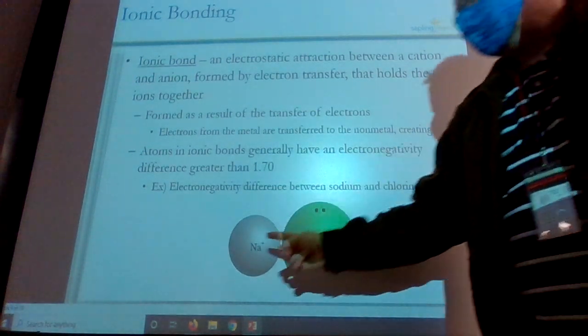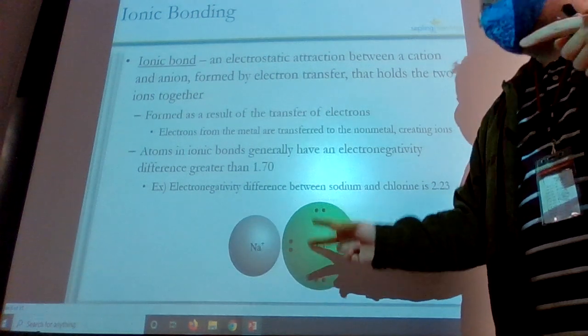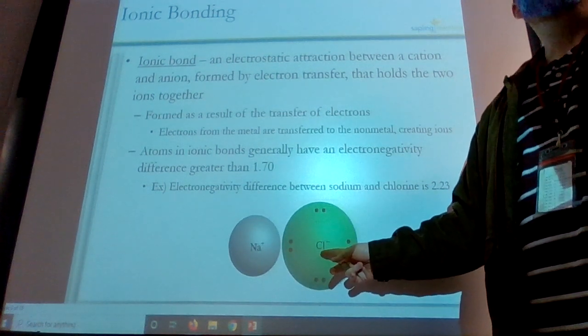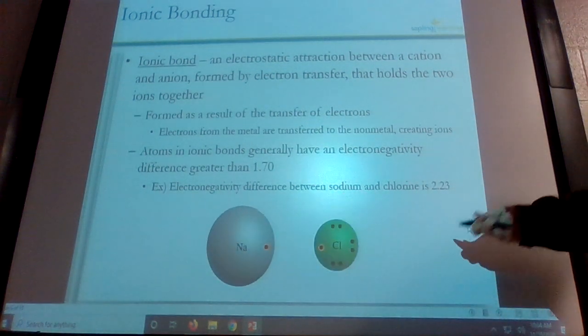Another way, you have a metal and a nonmetal. If it's a metal and a nonmetal, it's ionic. If it's 2 nonmetals, it's covalent. And then if it's 2 metals, we'll get to those later in the week, that's metallic.